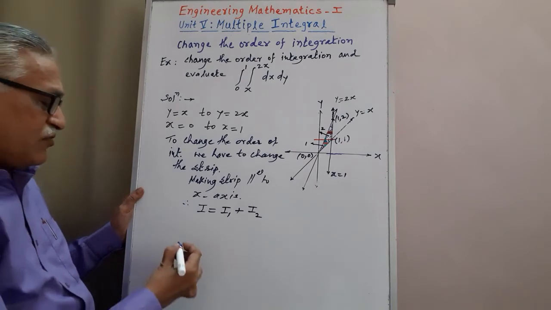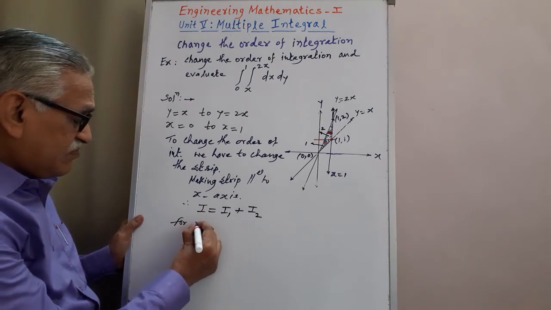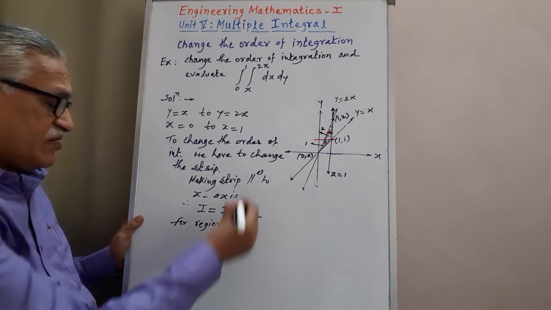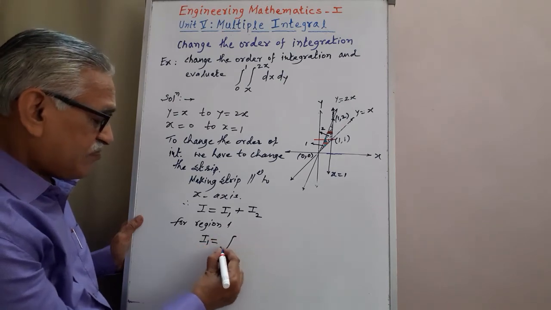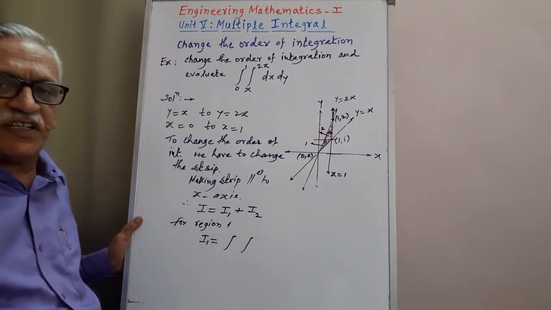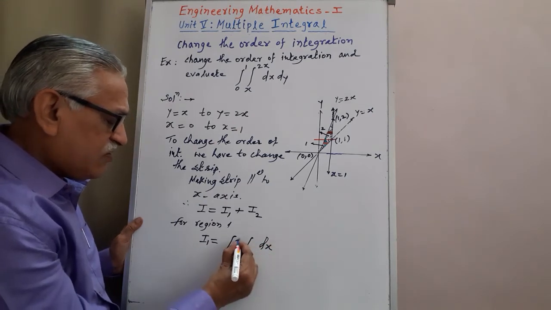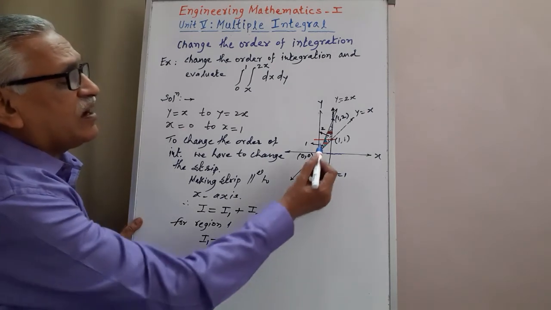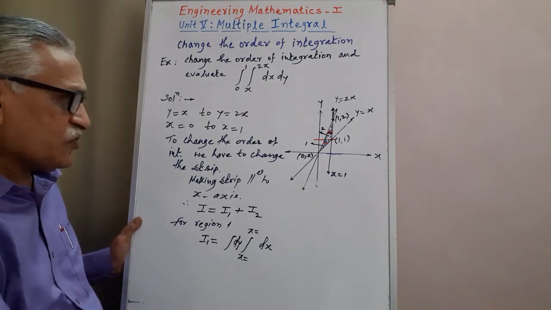Okay, and therefore we try to find out for region 1 that integral I1 becomes: first integration is with respect to x when we change that order of integration. Therefore, first integration with respect to x, then with respect to y. Limits for x: lower end lies on the line y equal to 2x, means x is equal to y by 2.